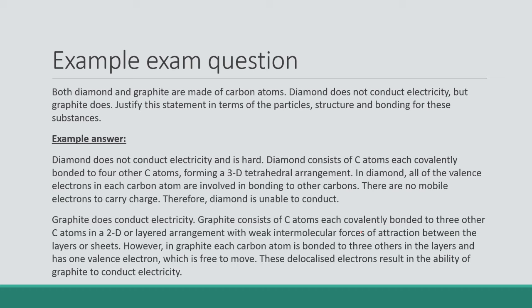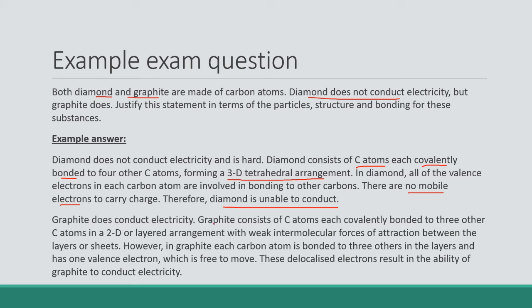So quite often there's an exam question that compares diamond and graphite and says diamond does not conduct electricity, but graphite does. So we want to justify the statement in terms of the particle structure and bonding for these substances. So diamond does not conduct electricity. We want to say it's made of carbon atoms covalently bonded to 4 other carbon atoms, forming a 3D tetrahedral arrangement. In diamond, all of the valence electrons in each carbon are involved in bonding to other carbons. There are no mobile electrons to carry charge. Therefore, diamond is unable to conduct.